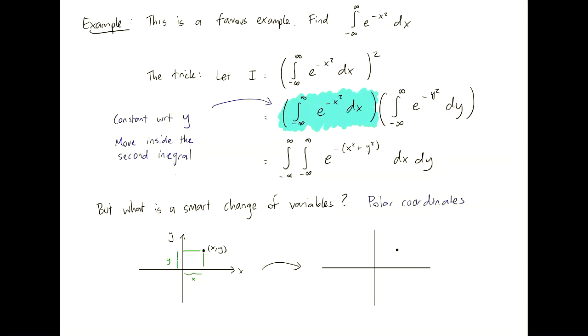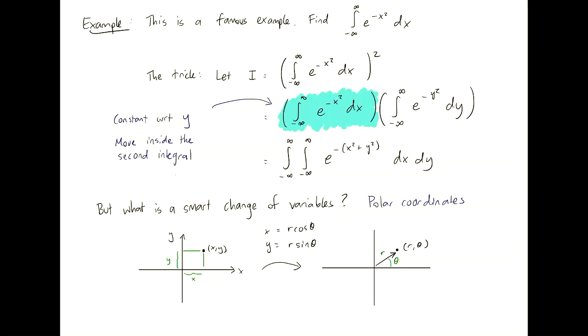So for those who may have forgotten their polar coordinates because it was in the distant past of 2025, x is equal to r cos theta. y is equal to r sine theta. So this point here, which was at x y, is now at r theta, which geometrically, this angle is theta, and this length is r. So, we now want to know what our region maps to.